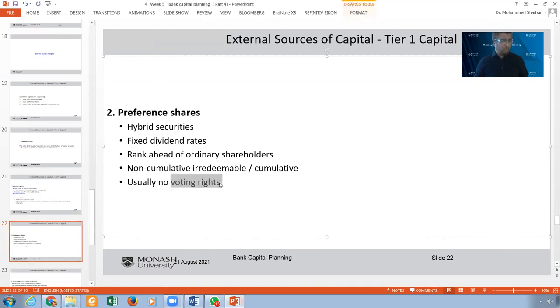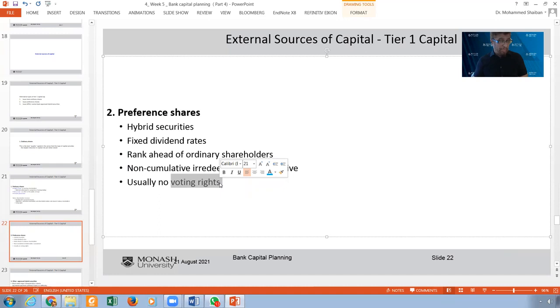And actually, when we liquidate, we will pay for everybody and for all the debtors, and then the preference shares, and then the common shares. So they come a little bit one step above the common shares. When we say hybrid securities, this is from the perspective of being, when we say hybrid, which means part of it is equity, part of it is debt.